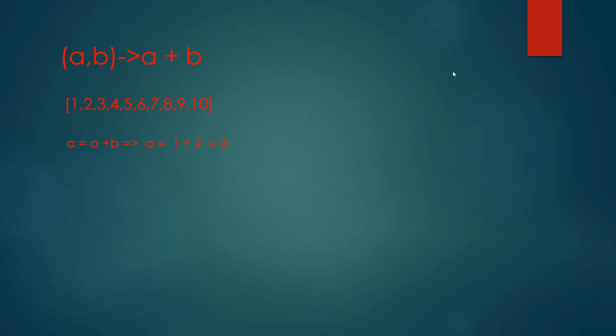Now addition is going to happen according to my logic, a plus b, and the answer will be 3. 1 plus 2, 3. Now 3 is going to be stored at a. You can see it here. Now after that, the second iteration is going to happen. A value will be fixed, 1 plus 2, 3, and b is going to iterate to the third value.